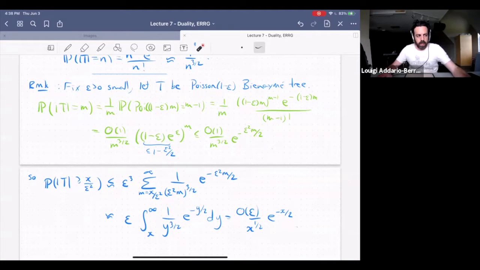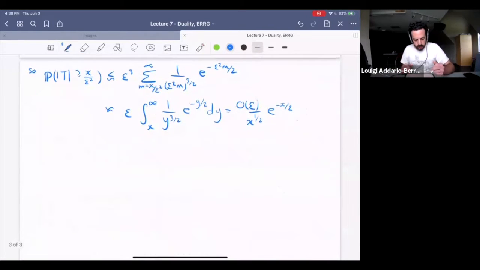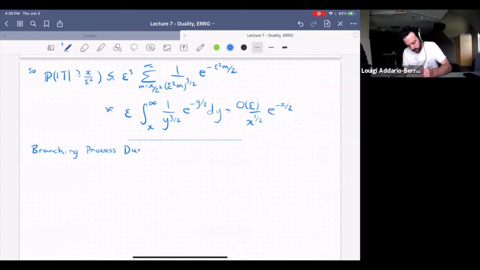Okay, and then the last thing I want to say about branching processes before we move on to random graphs is this branching process duality that I've now mentioned a couple of times. So let me go on to that. This is a general phenomenon, but I will mention its specific instantiation in the setting of Poisson branching processes as well.